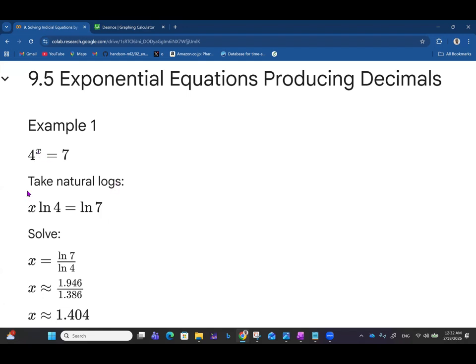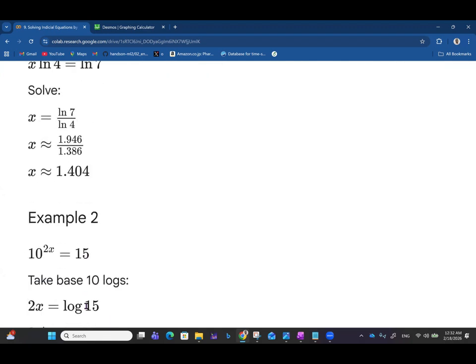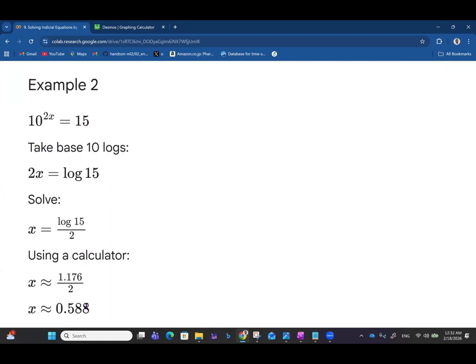Yeah, sorry. So take natural log. So x ln 4 is ln 7, and then that means x is ln 7 over ln 4. And that's 1.946 divided by 1.386, and that's approximately 1.404 easily. And then you can also do the same for this.